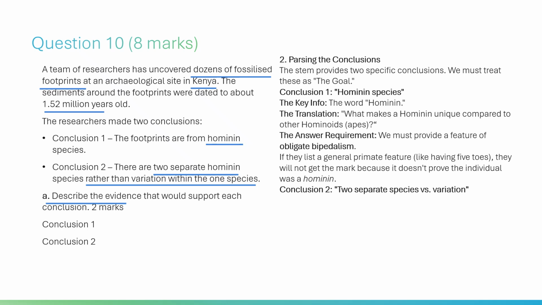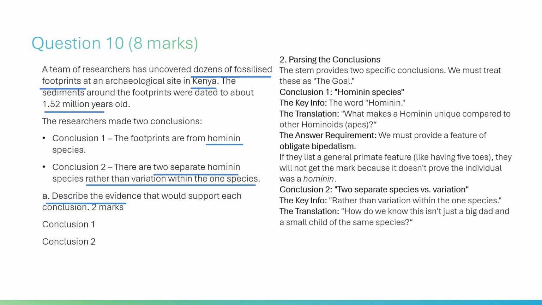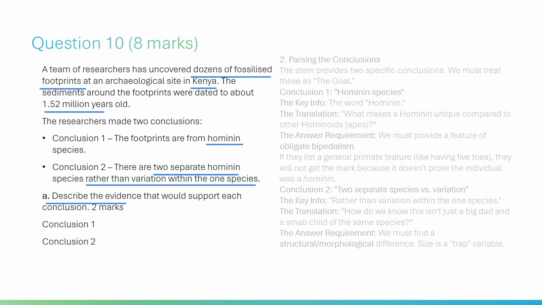Conclusion 2. Two separate species versus variation. The key info: rather than variation within the one species. The translation: how do we know this isn't just a big dad and a small child of the same species? The answer requirement: the student must find a structural or morphological difference. Size is a trap variable.